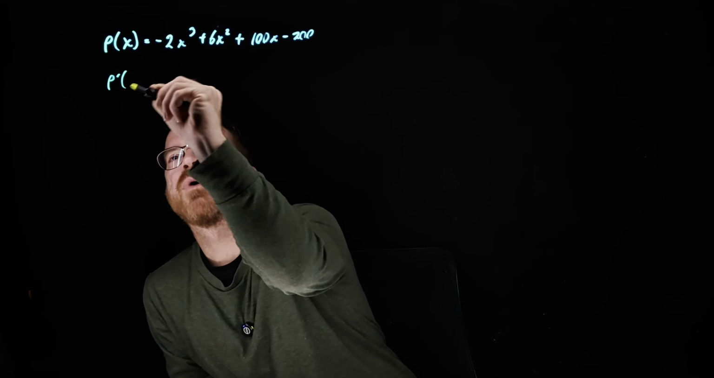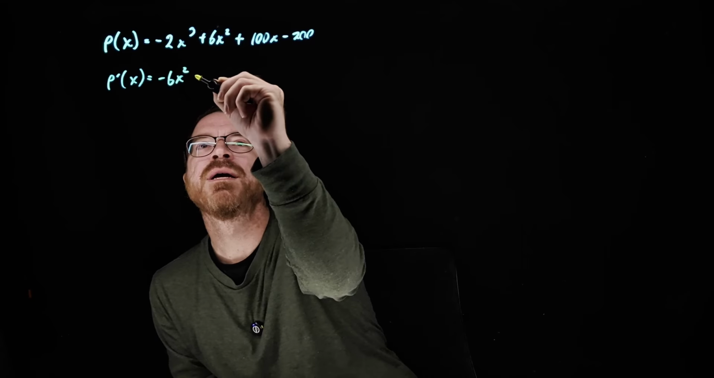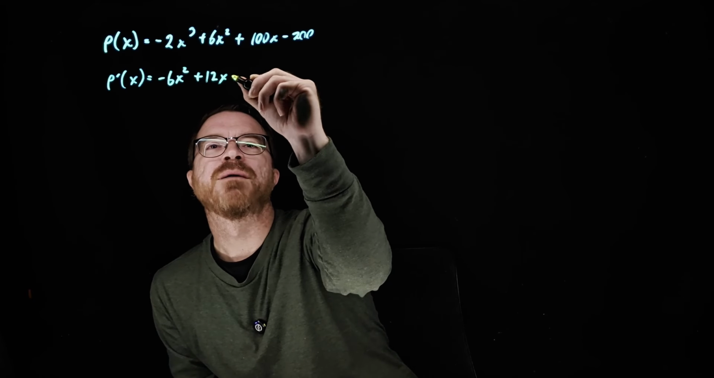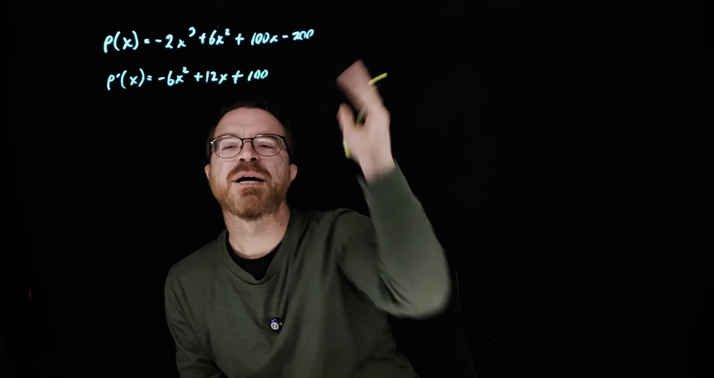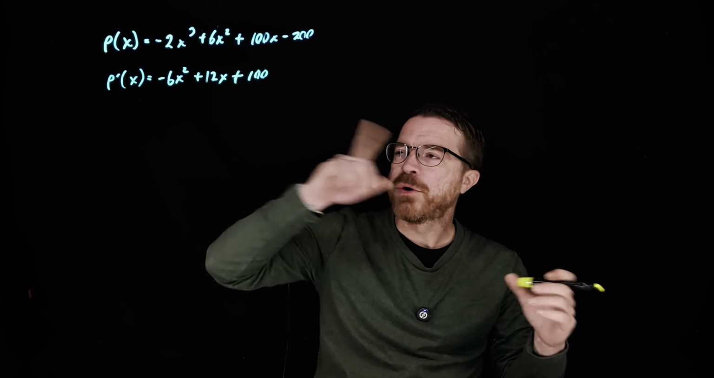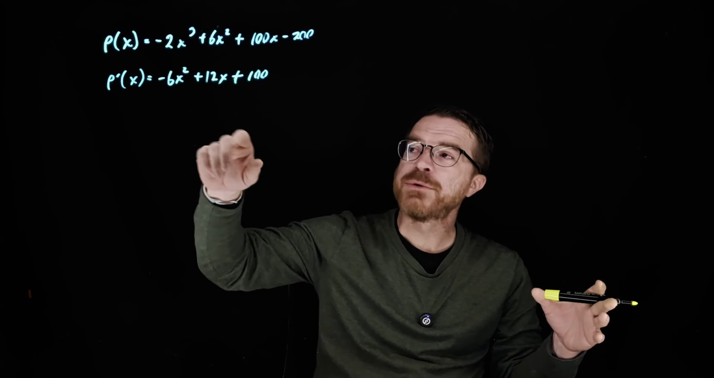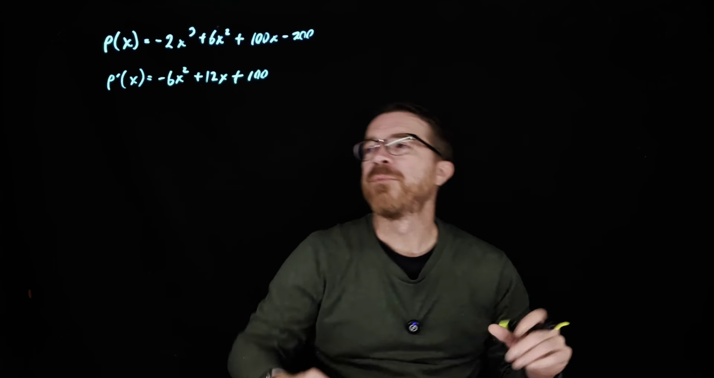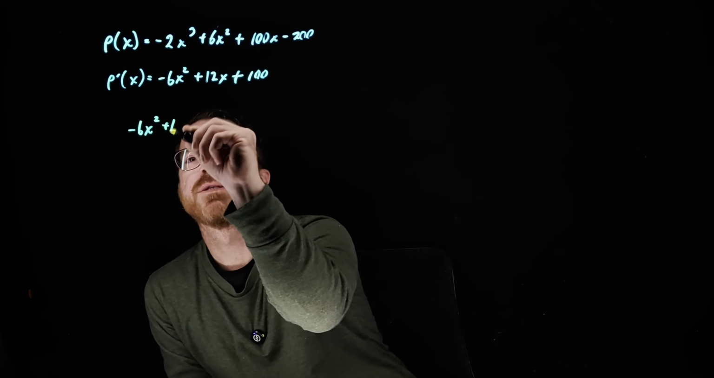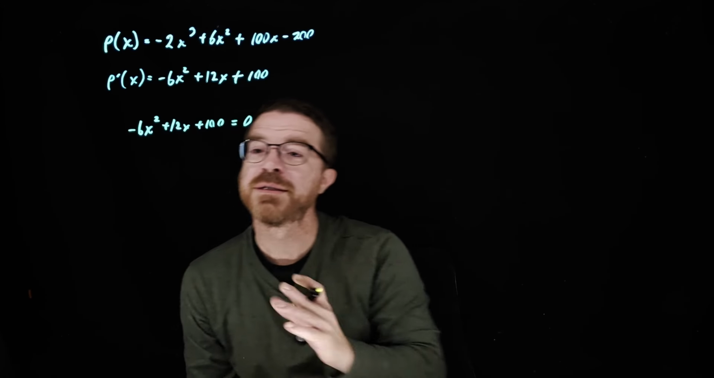So we have p prime of x is equal to, we're going to bring down 3, so it's going to be minus 6x squared, plus bring down the 2, it's going to be plus 12x, plus 100, and then the minus 200 goes away. Okay, so now we need to find our critical numbers. Our critical numbers are where our derivative does not exist, we don't have any of those values, or where this is equal to 0. So I have minus 6x squared plus 12x plus 100 equals 0.